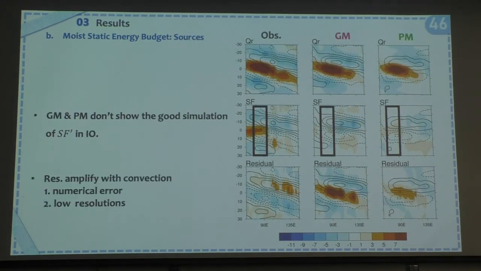So, for the residual term, you can see that it is amplified with the convection. There are two factors. First, we calculate the MSE budget from the model output data, so maybe during these processes there are numerical errors. Second, the model output data resolution is very low. For example, the vertical resolution only provides us six layers. So in this situation, it may underestimate the MSE contribution from the boundary layer.